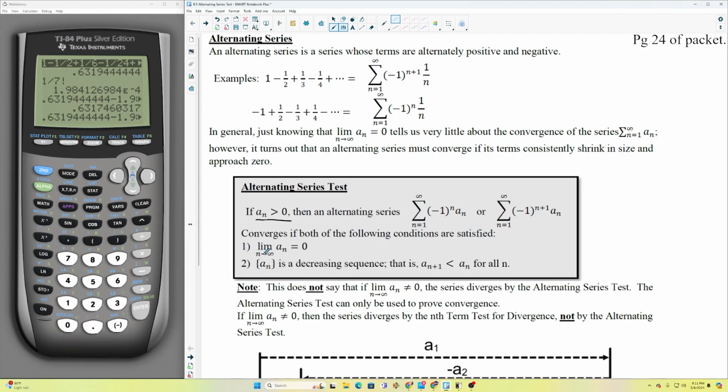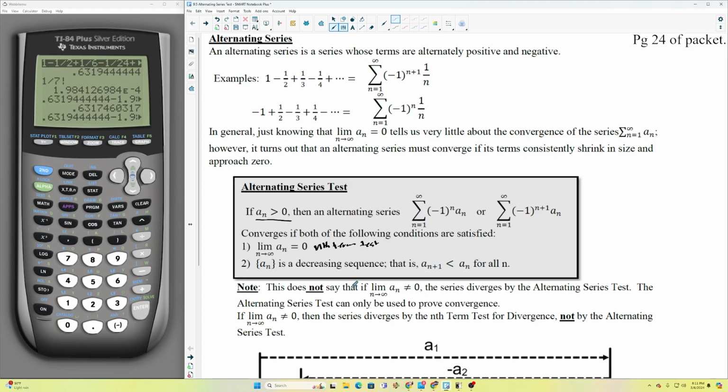1. The limit as n approaches infinity of a sub n is equal to 0. In other words, it passes the nth term test. 2. A sub n is a decreasing sequence, meaning that the term before is greater than the next one. So the next term is less than the previous term for all n.